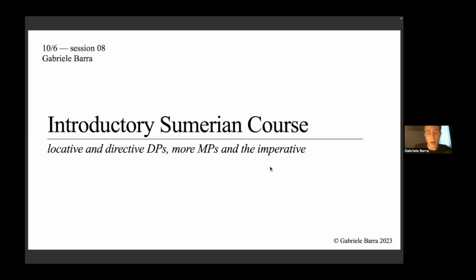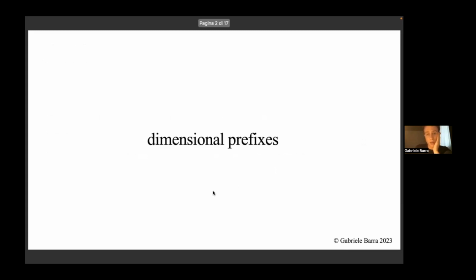However, before doing that, we're going to learn about the last two dimensional prefixes. In case you forgot, a dimensional prefix is an indication of dimensions of grammatical case inside of the verb. So locative, commutative, and so on. So you know what I'm referring to, right? I hope so. The ones left to be seen are the locative and the directive. So without further ado, let's dive into them.